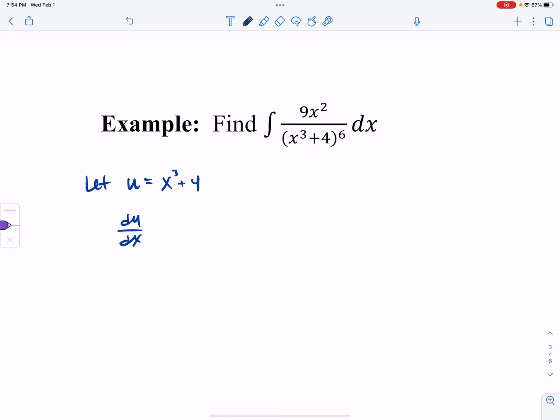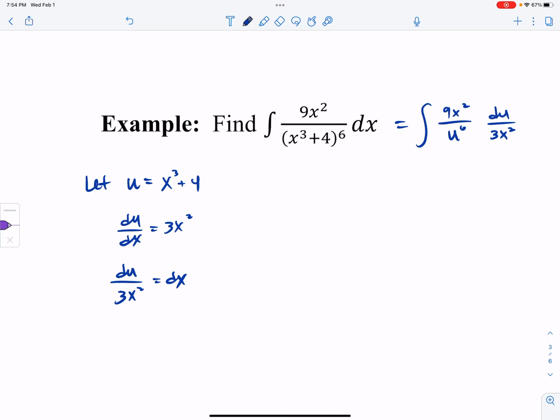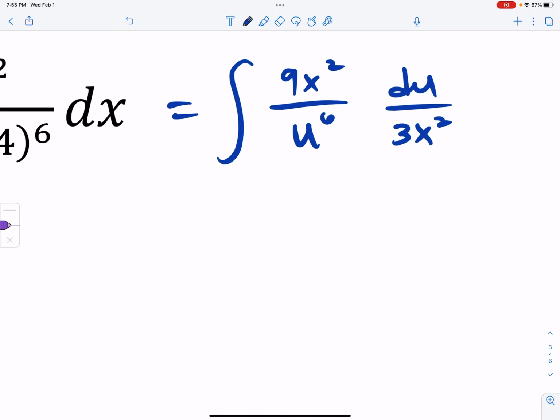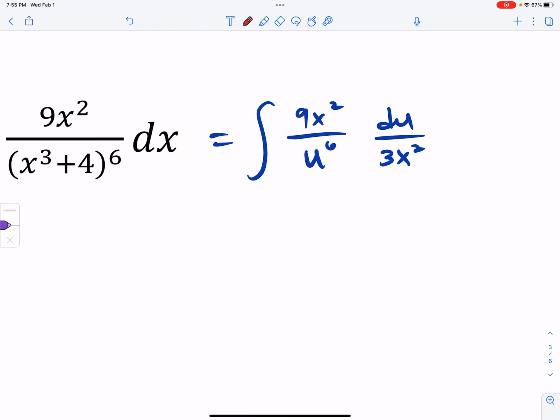So du over dx would be 3x squared. Solving for dx, we will have the integral of 9x squared we haven't touched yet over u to the 6th. And then we are able to replace dx with du over 3x squared. Now this is another one where you could have recognized the 3x squared dx would be replaced with du. That would have been one less step. Or if you just want to think about solving for dx, that's fine too.